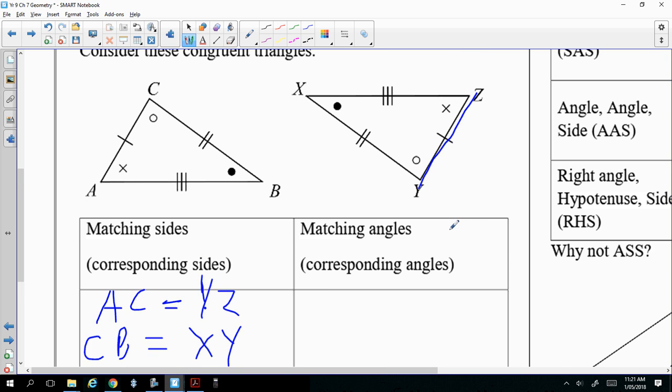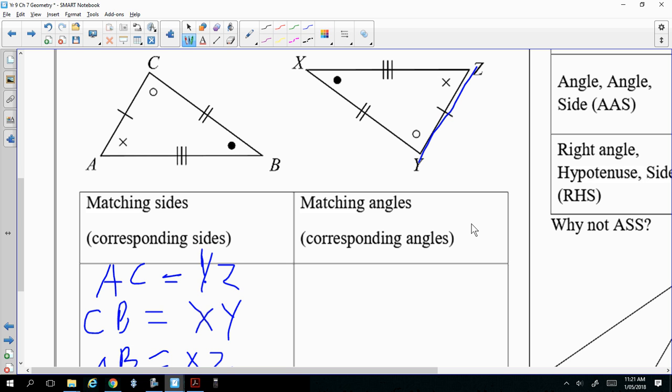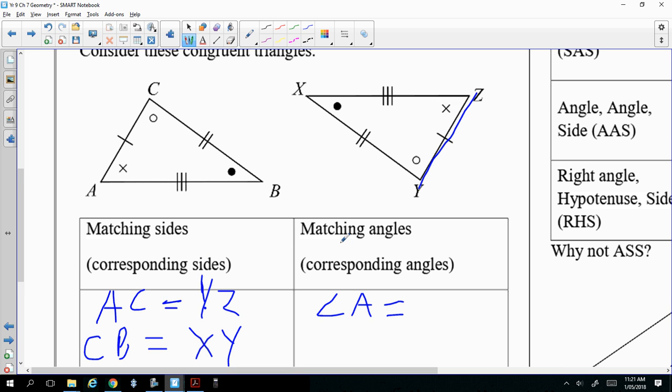How about the matching angles? Starting with angle A. Angle A will match with angle, indicated by the dot, so A is the cross, angle Z. Notice the matching angle is also opposite to the matching side. So see, the cross is opposite to the double stroke. To find out which one is the matching angle, find out the matching sides. The matching sides will help you to find the matching angles.